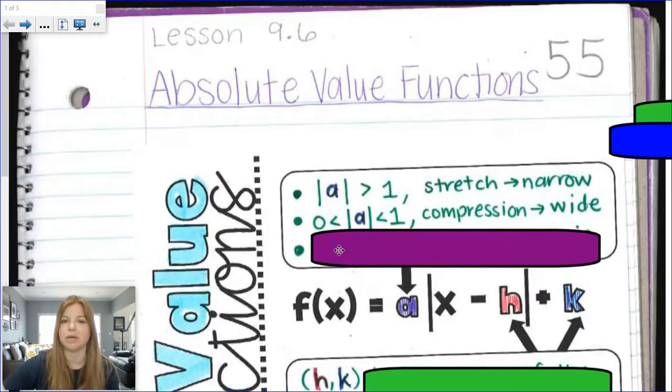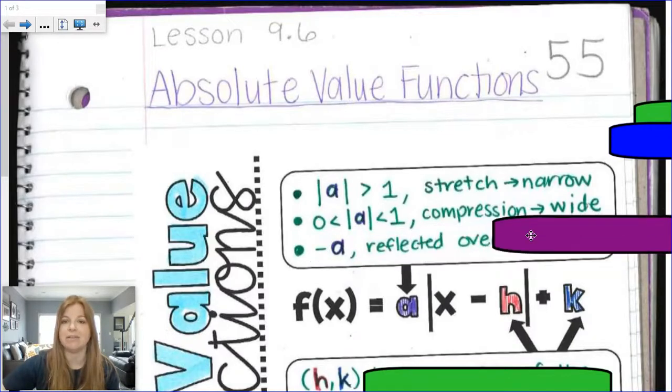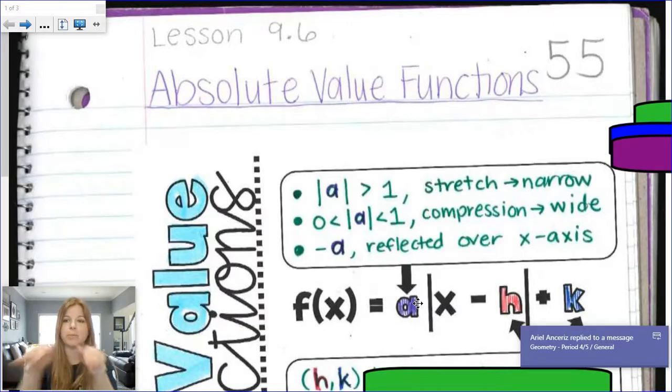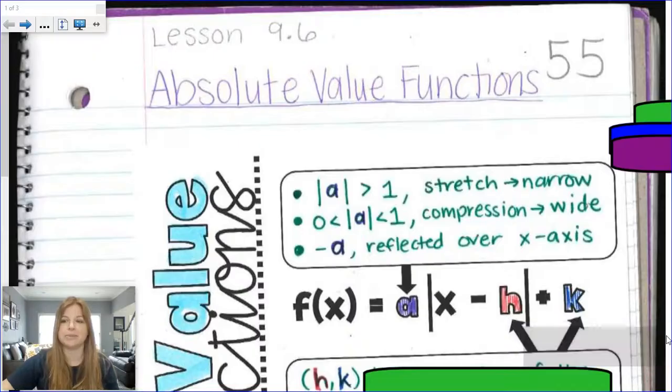Last thing I need to let you know is that if that A value is negative, it's going to reflect over the x-axis. It's a vertical reflection. So instead of the graph looking like this, it's actually going to look like this. So A is pretty powerful. It's going to control the shape of the graph, and it's going to control whether it's facing upwards or downwards.